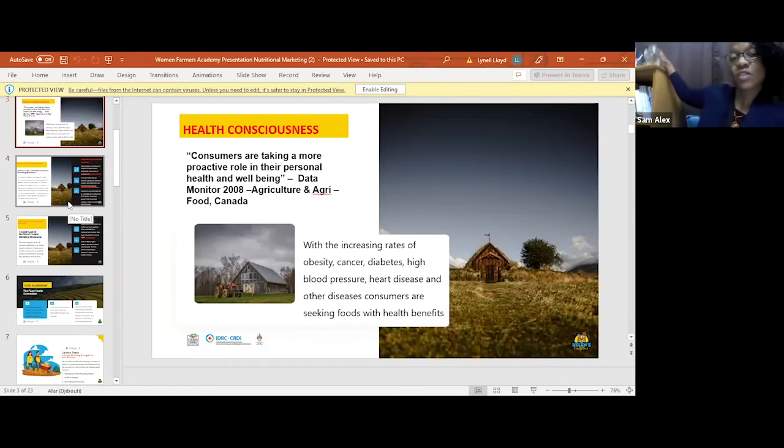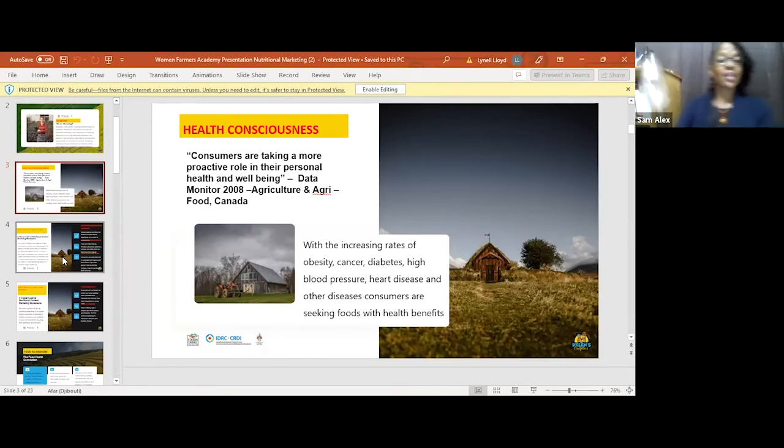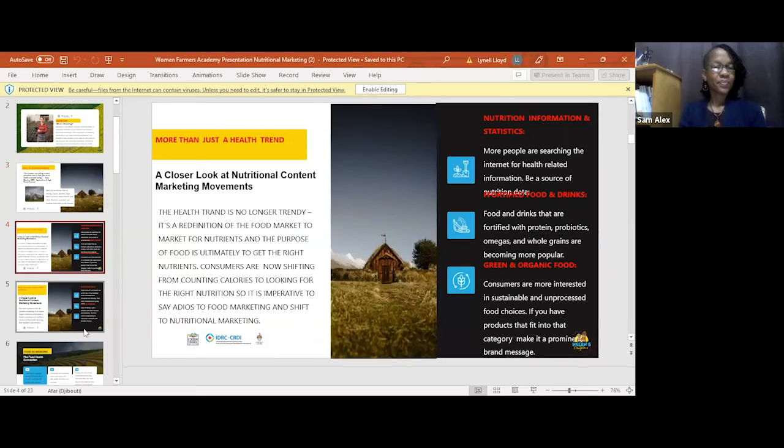So we're going back to the first slide. And we spoke about health consciousness. We spoke about consumers taking a more proactive role in their personal well-being, which is a fact. And there's an increasing rate of non-communicable diseases. So consumers are seeking foods with health benefits. Let's continue. We're just doing a quick recap, ladies.